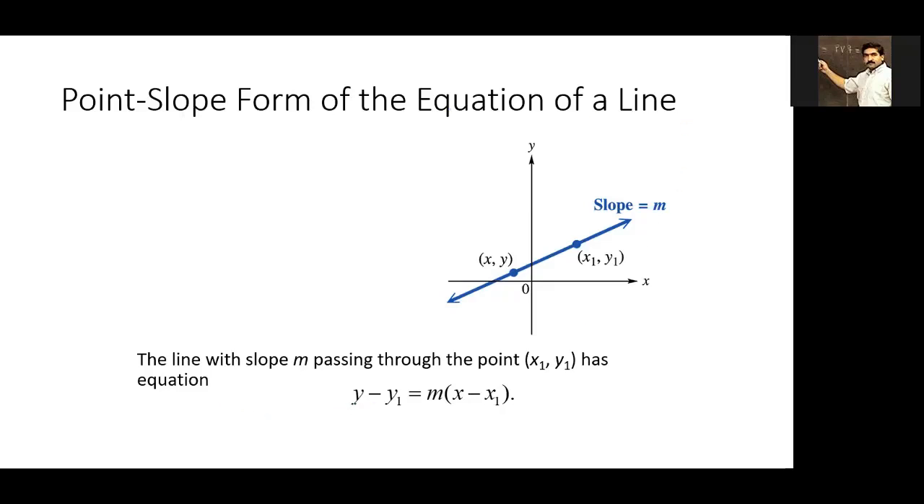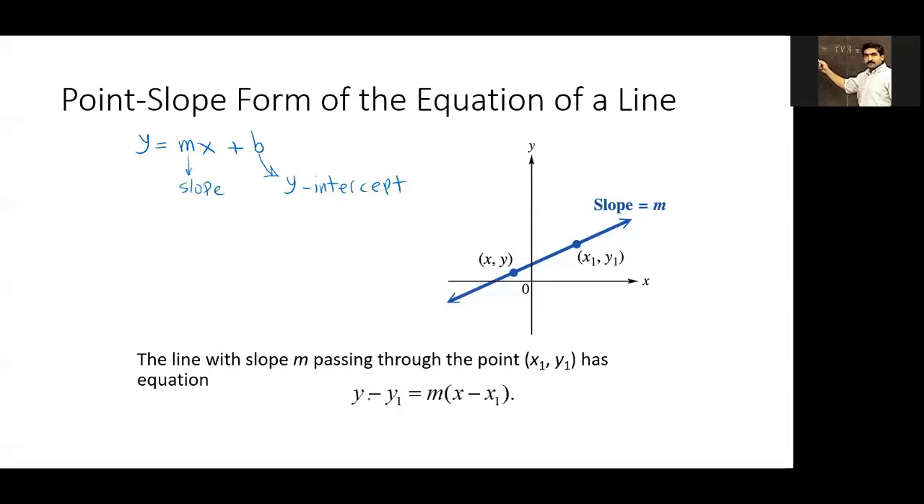We have y is equal to mx plus b for the equation of the line with the slope of m and the y-intercept of b. We call this slope-intercept form.